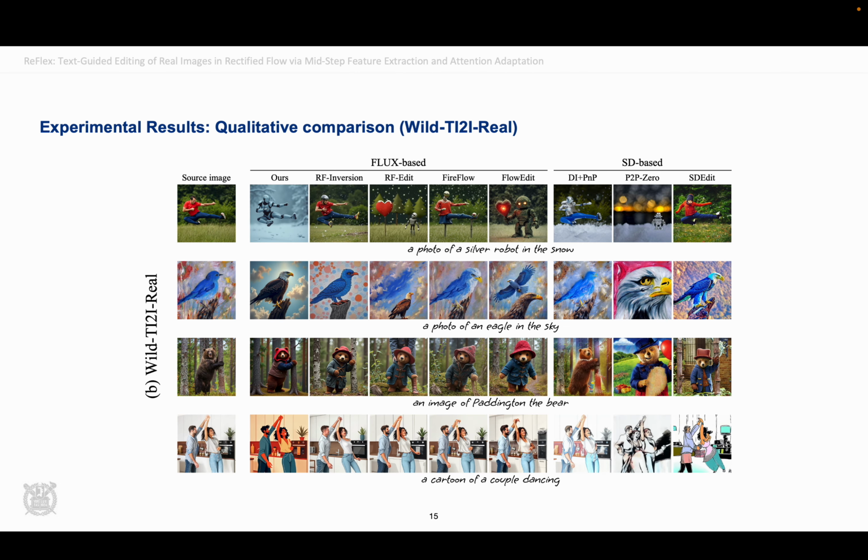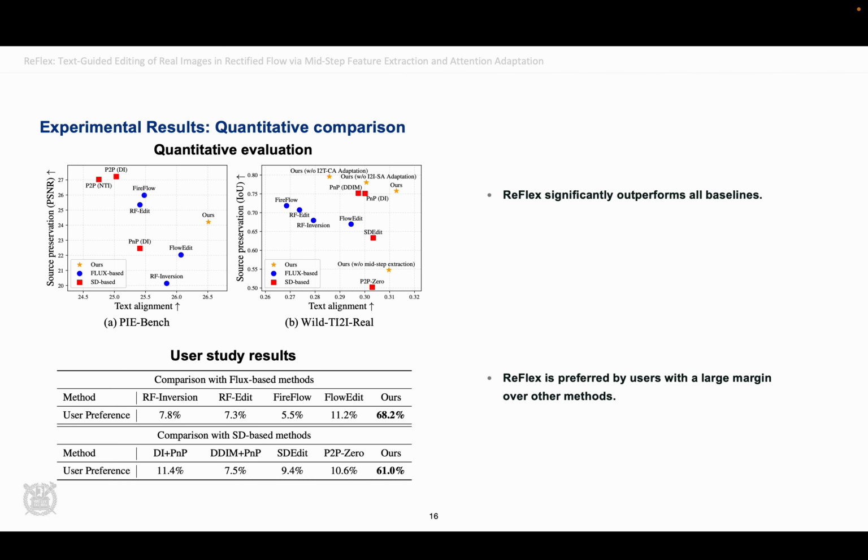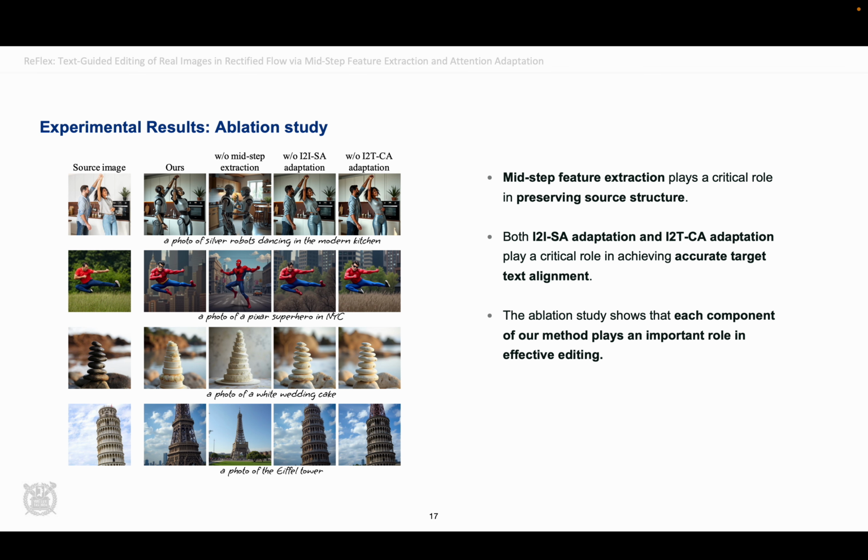This slide presents the performance comparison on the Wild TI2I Real benchmark. As shown, our method is the only one that successfully modifies the images in accordance with the given target prompts. This slide shows the quantitative results. Our method outperforms all previous approaches by a large margin, not only on the conventional metrics, but also in human evaluations. This slide shows the results of our ablation study.